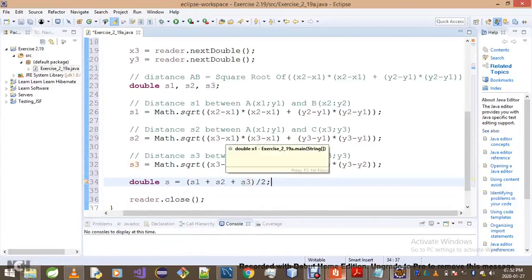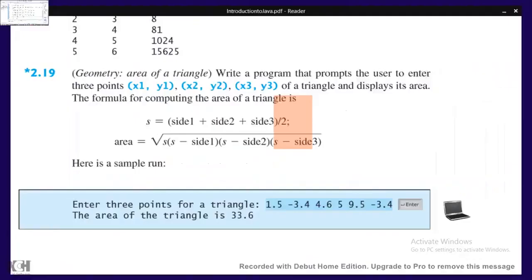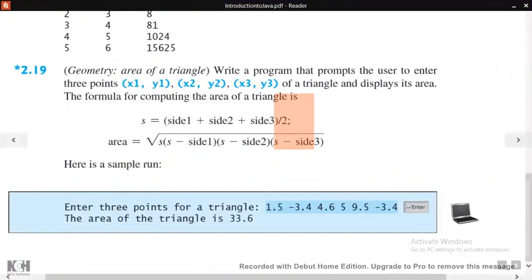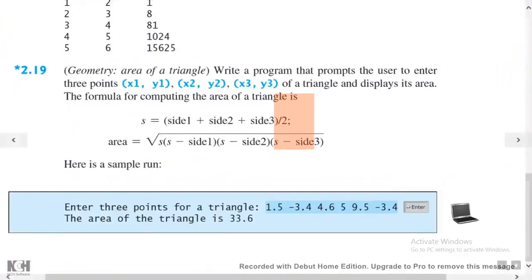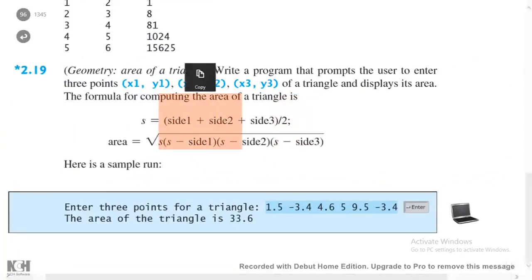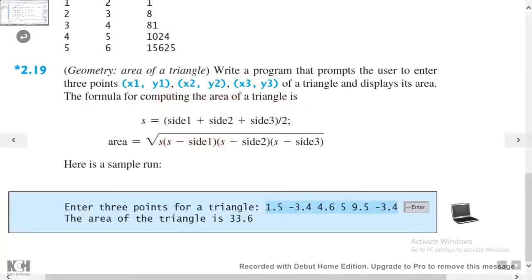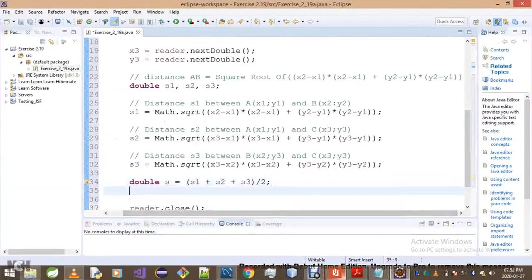Now that we've got that out of the way, we gotta have a variable to hold everything underneath the square root. We'll simply call that variable double product.